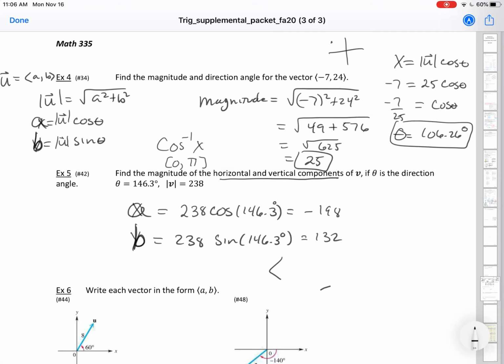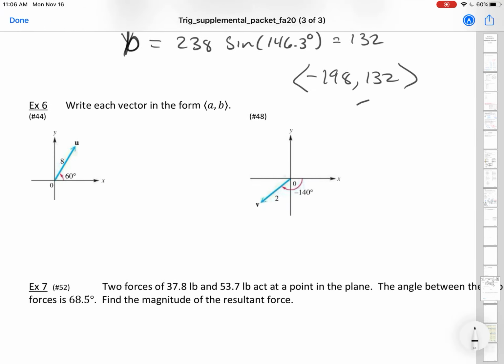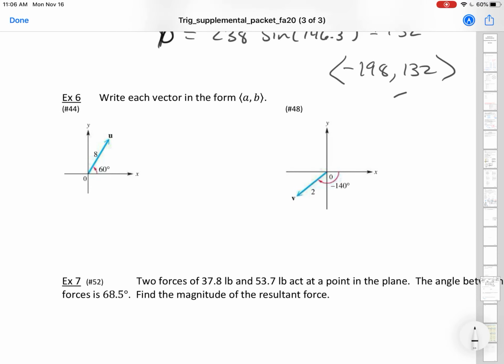And so what vector do we have? We have the vector negative 198, comma 132. Does that make sense? Yes, it's in the second quadrant if it has an angle of 146.3 degrees. Now, write each vector in the form AB. They're expecting us to be able to do this without a calculator, so let's go through it really quick.